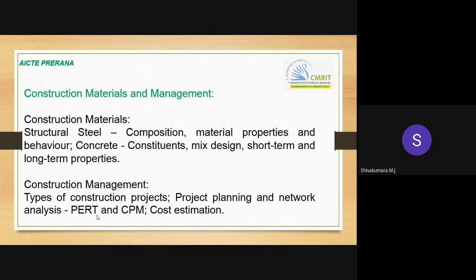Okay, and when it comes to management, there will be different types of construction projects: project planning, network analysis, PERT and CPM, cost estimation. So totally these many subjects I'll be taking.